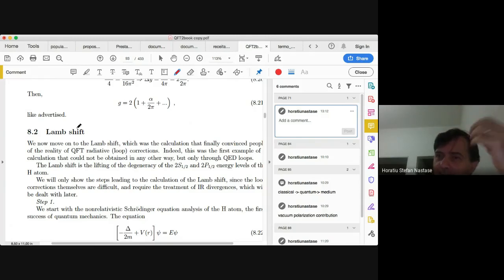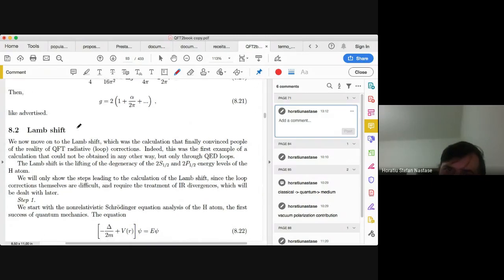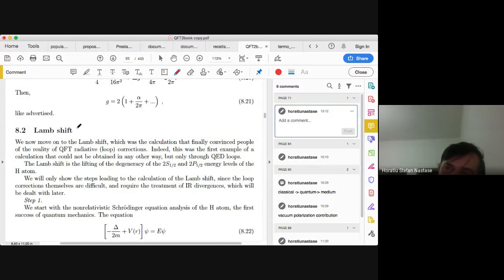So this very obviously bothered people. So many people were not convinced that these loops are real. And they thought that only these three calculations, in other words, quantum mechanics calculations, were real. But the thing that convinced people that quantum field theory loops are actually a real thing was the so-called Lamb shift.